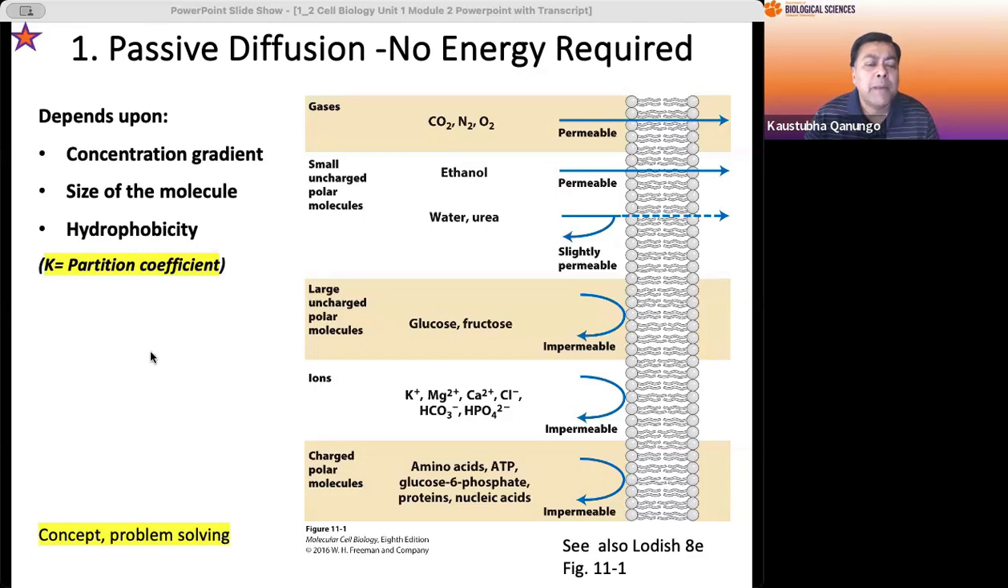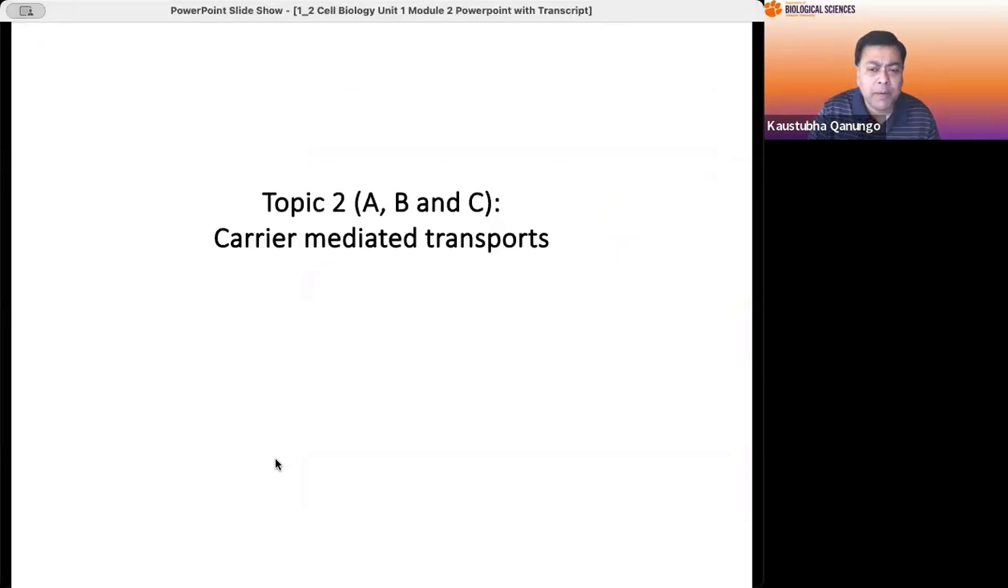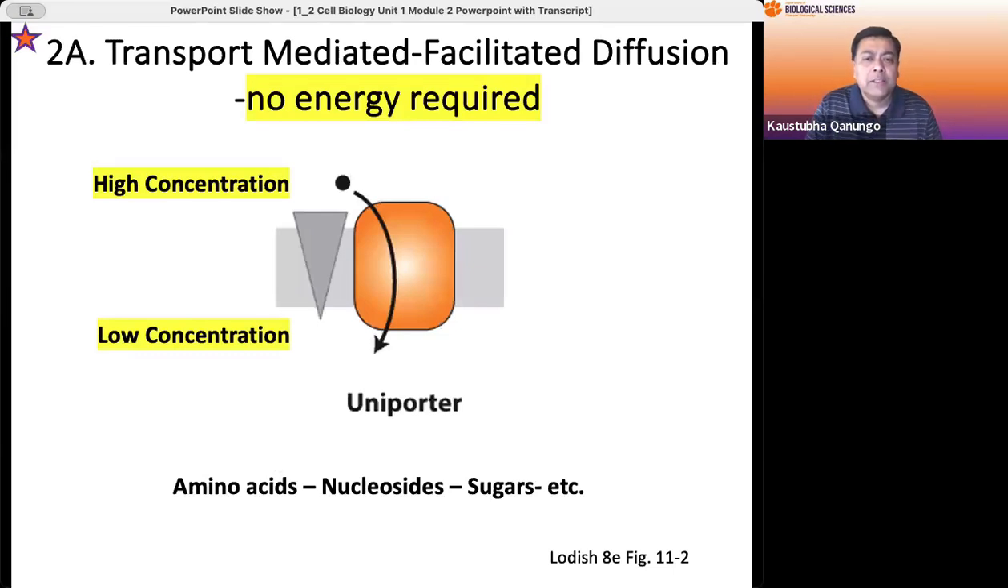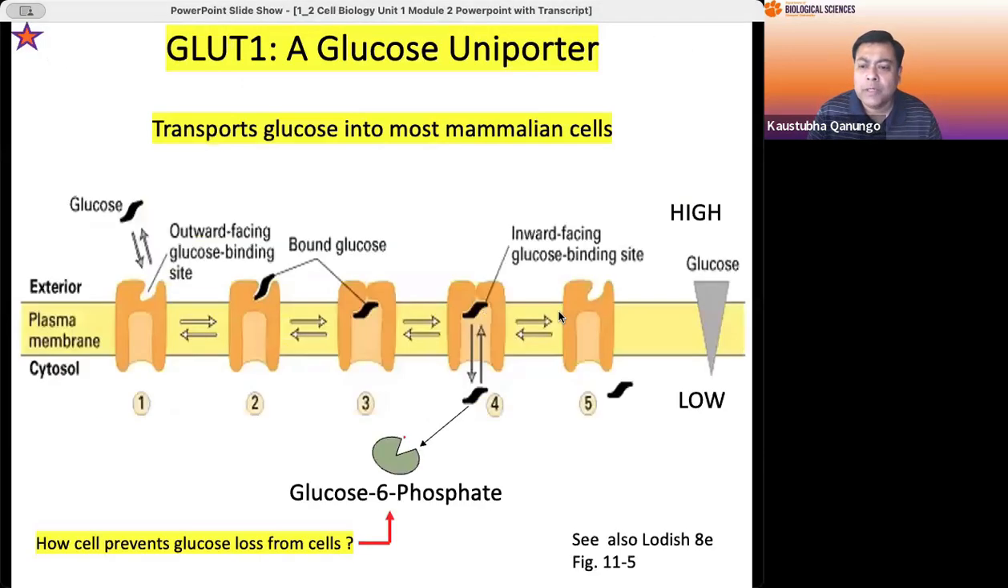So we just mentioned these: C1, and if the partition coefficient is K, then C1 and K1 is equivalent to C2 and K2. And this is how you solve those problems. Very basic, but don't worry about the exam. So here again, just uniport, no energy required, high to low concentration, nothing other than that.